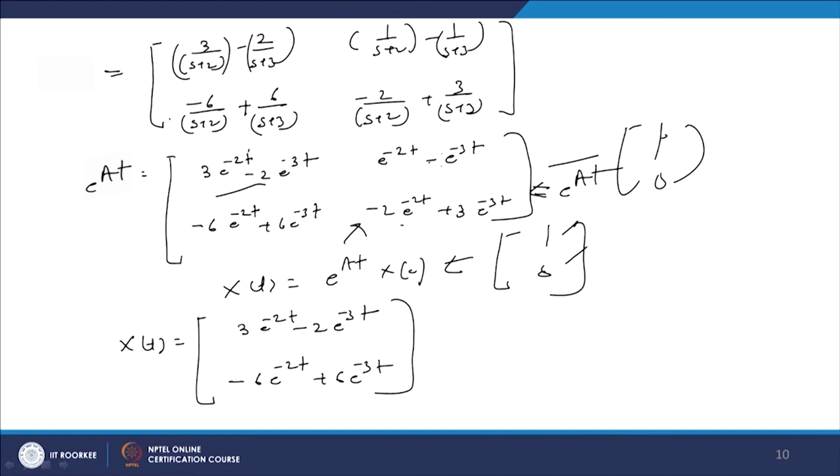If your initial condition is like x 0 equals 1 1, then all will be there, the addition of this and this and this, and we will get the x of t. So now this is the state equation for the unforced system, that is no force has been applied, and we have calculated this very easily.